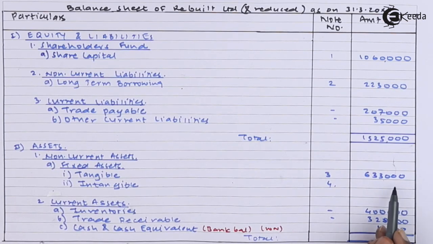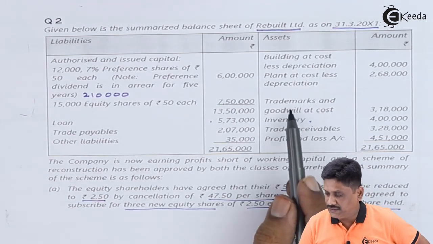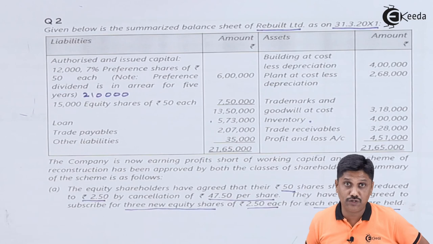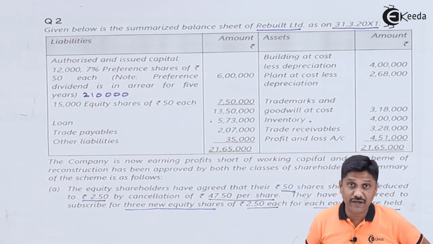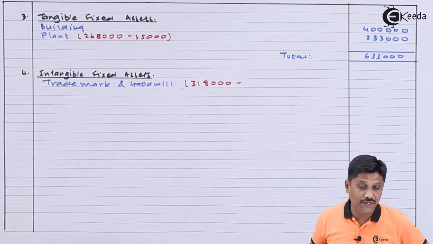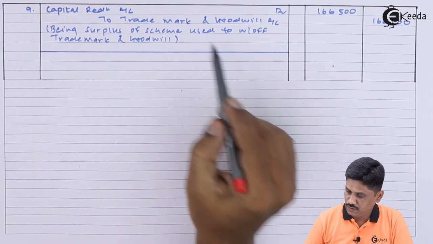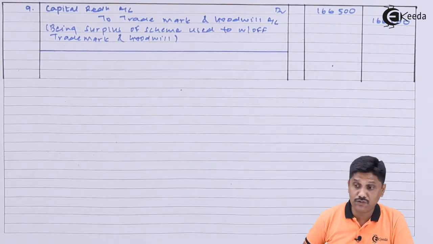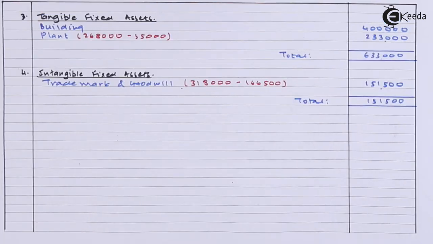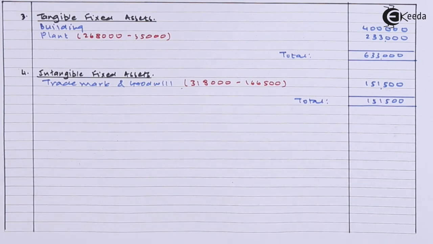Friends, this 6,33,000 I have written. Now fourth is intangible fixed asset. So note number 4. Friends, you can notice there is only one intangible asset, trademarks and goodwill, and that is reduced also. So let me write firstly trademark and goodwill in my note. 3,18,000 is written off to some extent. Let us see the entry which affected this. Entry number 9, it is credited, so it is to be reduced to 166,500. Friends, we have an amount of 151,500. This I will note down in my balance sheet.